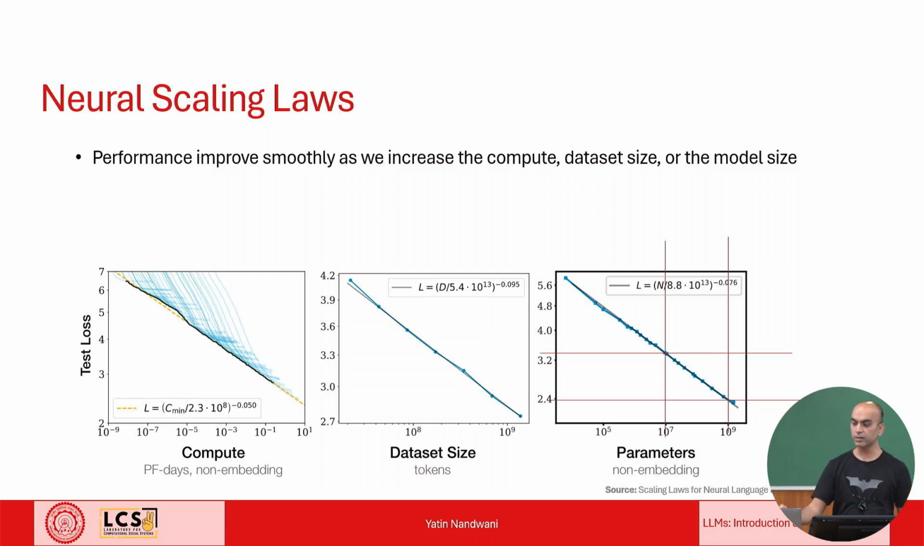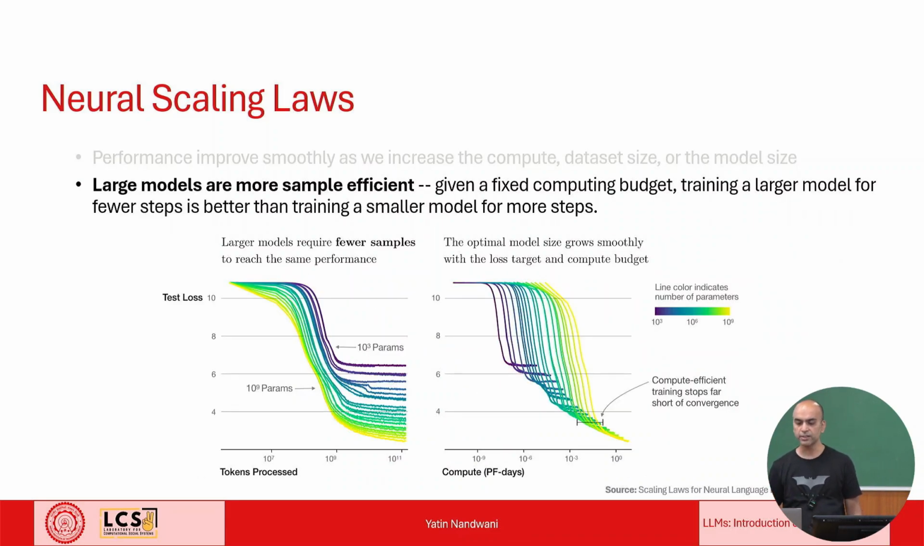We have similar curves when we plot them with respect to the compute that we have or the dataset size, keeping the other two unrestricted. And another interesting observation that this paper made is that if you have a fixed compute, then what should you choose?